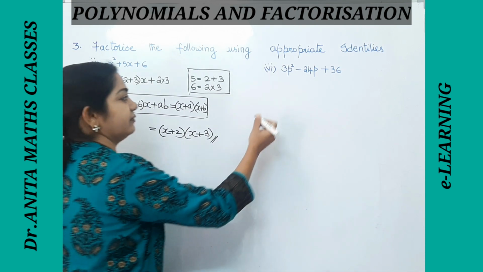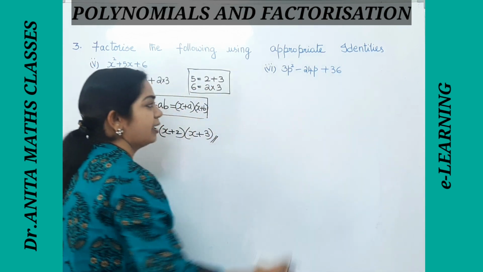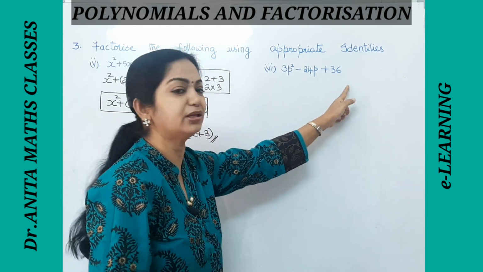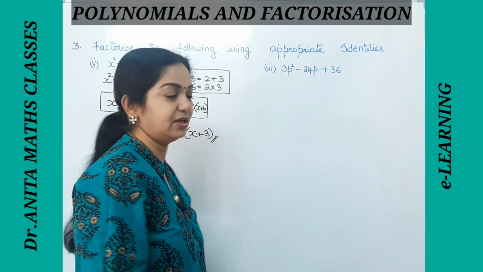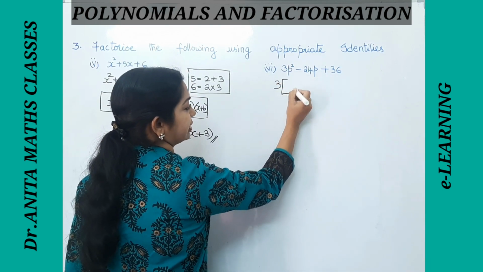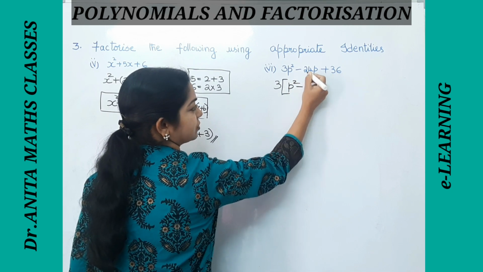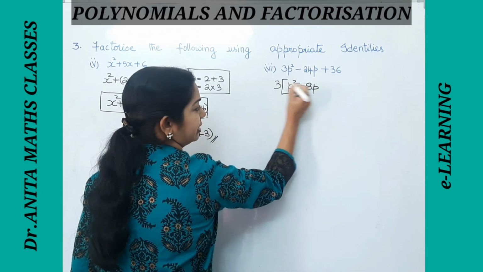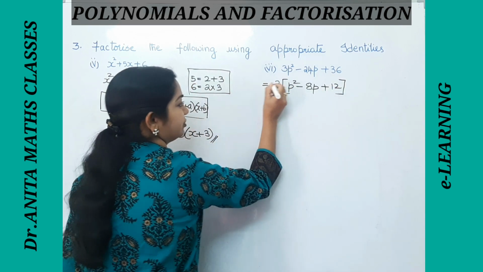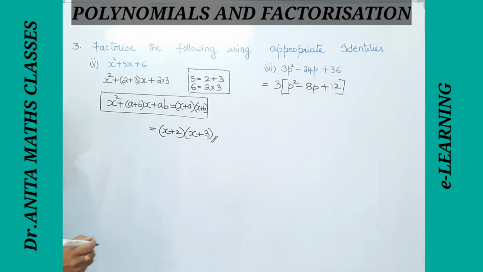Now, same thing we will do for the next one also. But if you see the equation here, this quadratic equation is having something in common in all the 3 terms. Okay. See, if I take that common, the common thing is 3. If I take 3 out, I will get p square minus 8p, 3 times 8 is 24, plus 12. Okay. So, 3 is common throughout. So, I have taken 3 out.